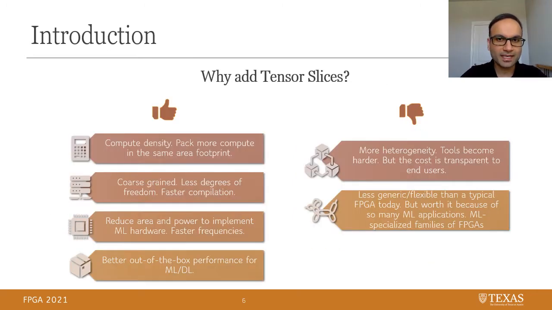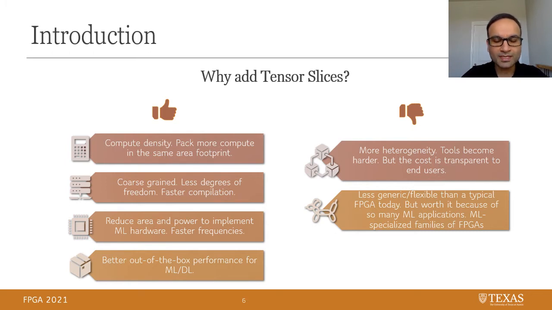So why add tensor slices? There are several pros of adding tensor slices, the most important one being compute density. Now we can pack more compute in the same area footprint of the FPGA. Tensor slices are coarse-grained and have less degrees of freedom, which leads to faster compilation, which is a big advantage, especially looking into the future for FPGAs. These also reduce area and power to implement ML hardware and also lead to faster frequencies, as we will see later in the results section. Adding tensor slices can lead to better out-of-the-box performance for ML and DL as well.